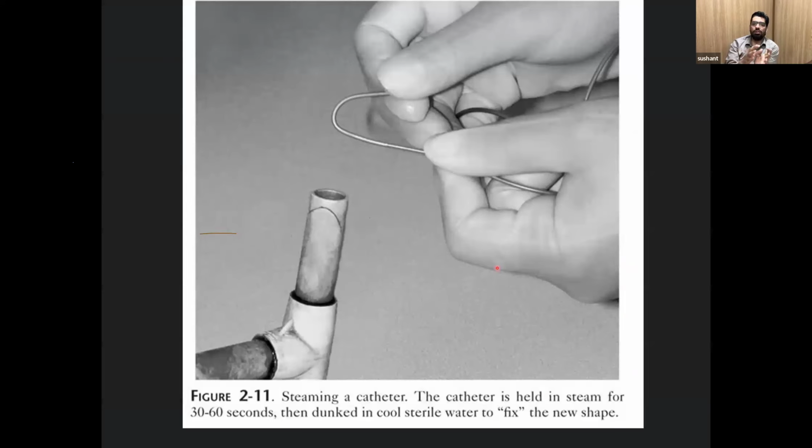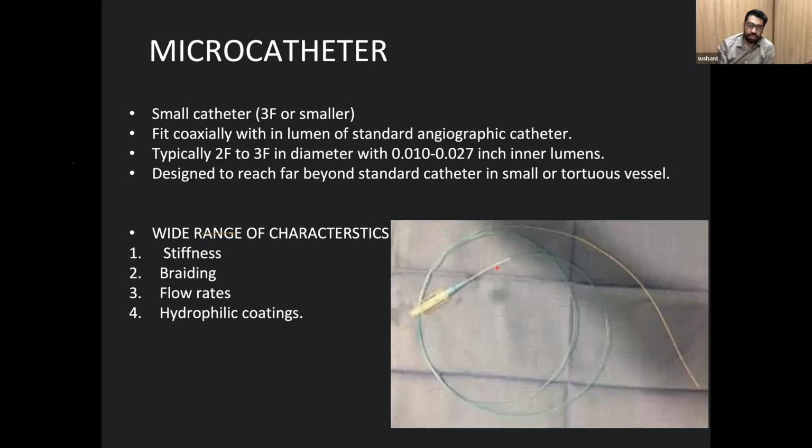And if we do not have a dedicated shape available with us, we can always steam-shape one. By holding the catheter away from the steam for like 10 or 30 seconds, and then dipping the catheter, the shape is retained by the catheter. And these catheters can be selectively used on a case-to-case basis to further guide our hardware.